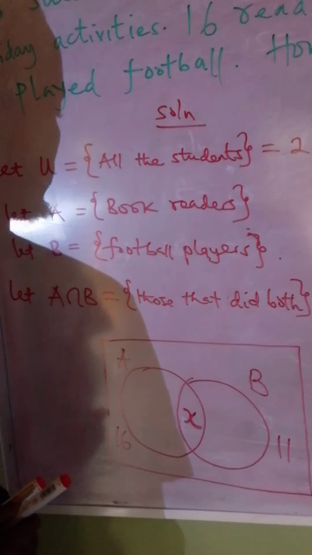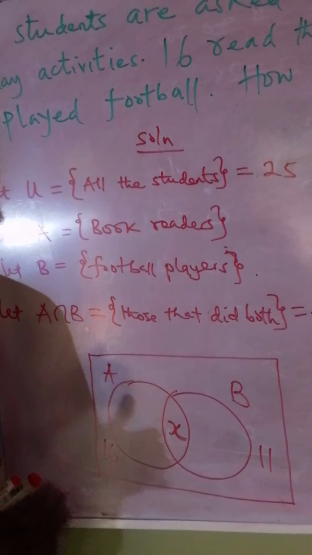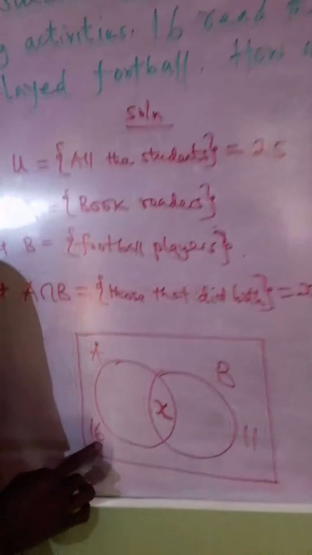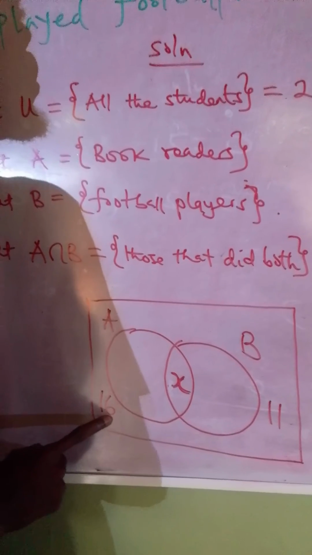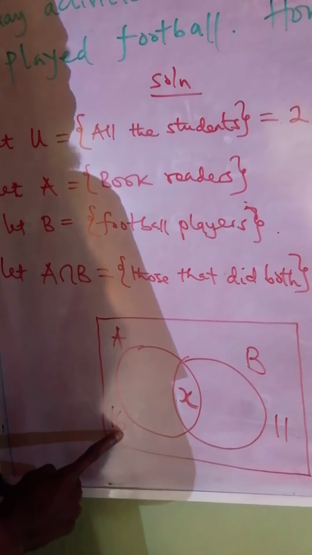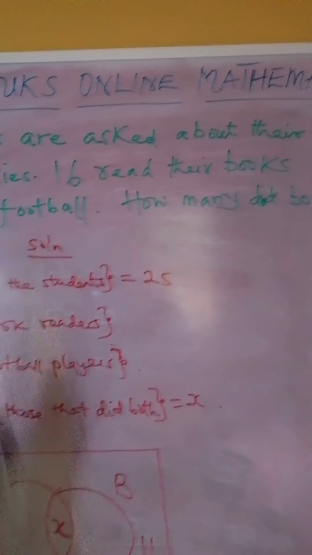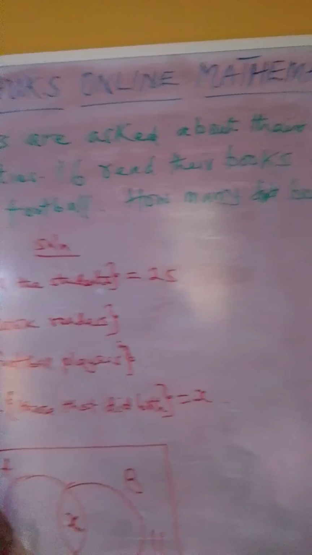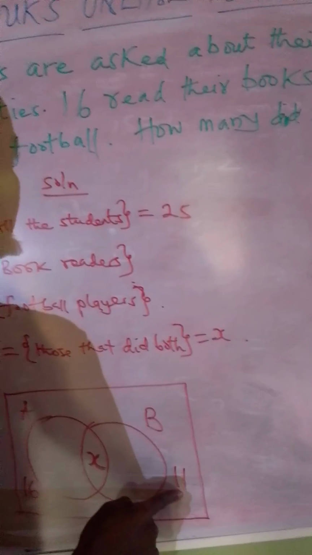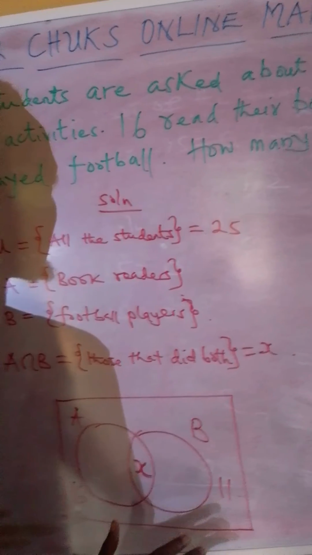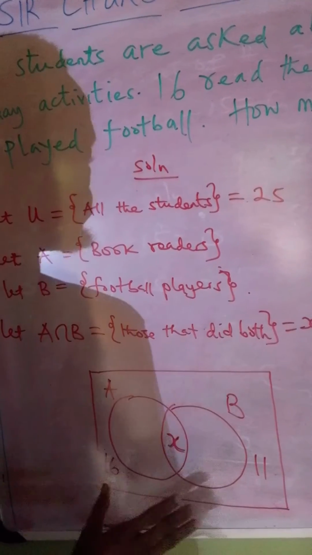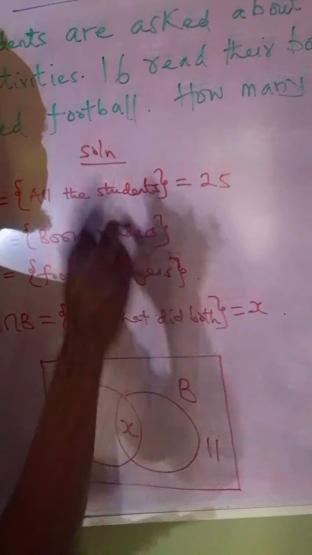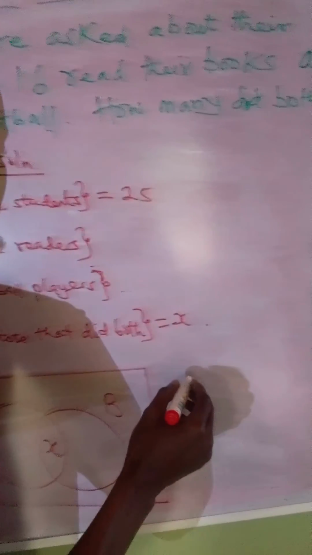Okay, now let's find out those that only read their books. 16 is the total number of students that read their books. It doesn't necessarily mean that 16 are just those that read their books only. No, because inside the 16, we have those that did both. Then 11 played football. So 11 is the total number of students that played football. That does not necessarily mean that 11 students were those that only played football, because inside this 11 we have those that did both.